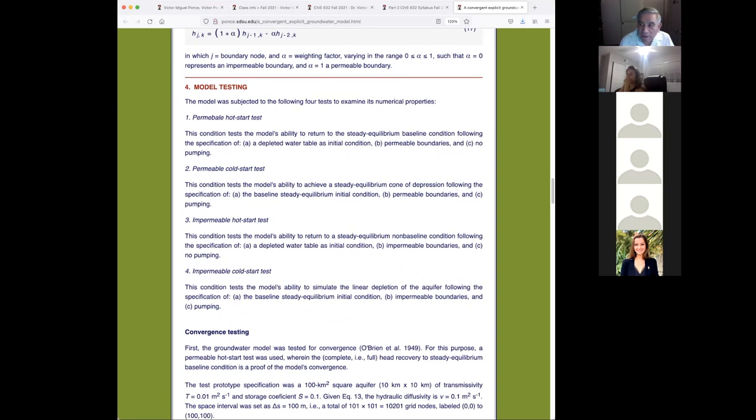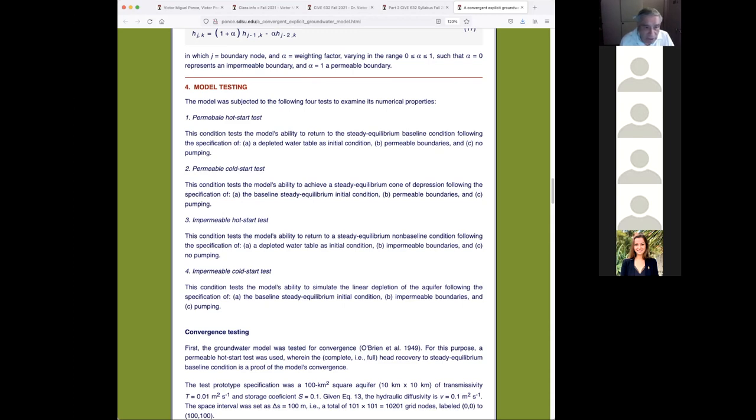We needed to examine for our own illustration how this model was going to work. And so we devised four tests: a permeable hot start, which is a condition that tests the model's ability to return to the steady equilibrium baseline following a depleted water table. In other words, if you have a depleted aquifer and you stop pumping and you want to find out, based on the hydrogeology, how long is it going to take to come back to equilibrium, original condition. We were interested in doing that in regards to the Ojos Negros aquifer in Baja California. And it turned out that it was about 16 years. If they stopped pumping all of a sudden, it was going to take 16 years to recover, because that's just based on the properties of the aquifer.